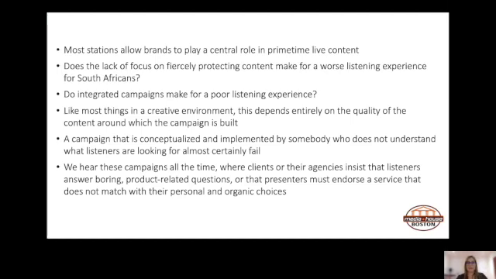Like most things in a creative environment, this depends entirely on the quality of the content around which the campaign is built. A campaign that is conceptualized and implemented by somebody who doesn't understand what listeners are looking for will almost certainly fail. We hear these campaigns all the time on radio, where the clients or the agencies insist that the listeners answer boring product-related questions, or that presenters must endorse a service that doesn't match with their personal or organic choices, for example.